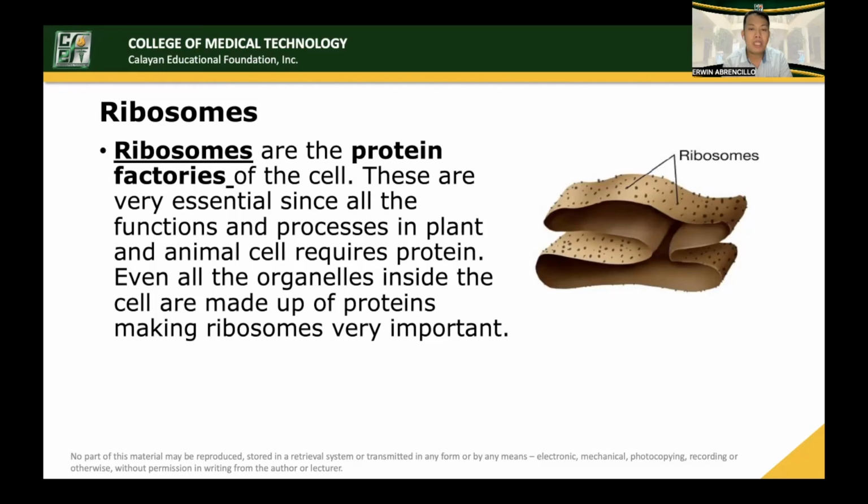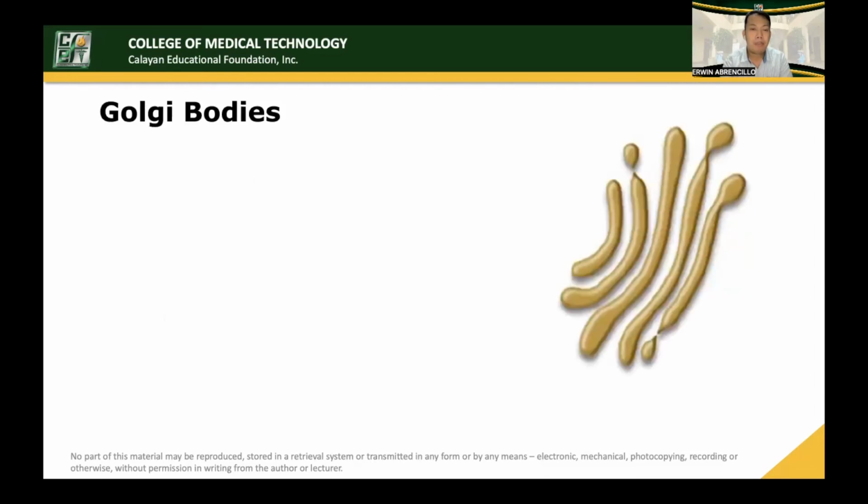Even all the organelles inside the cells are made of protein. So whenever there are worn out organelles, new ones are made, because they are also protein. That's why ribosomes are very important.